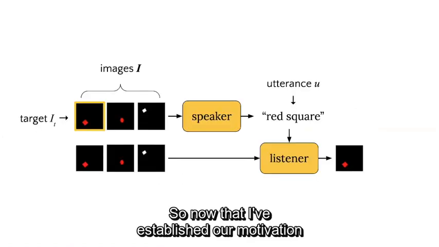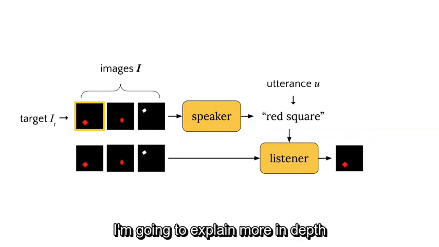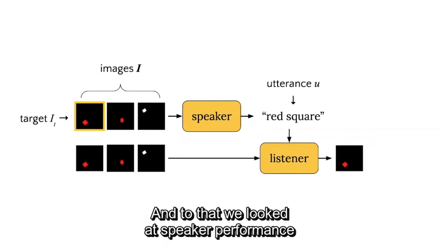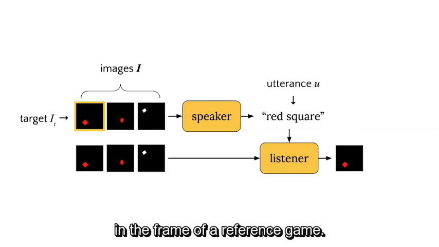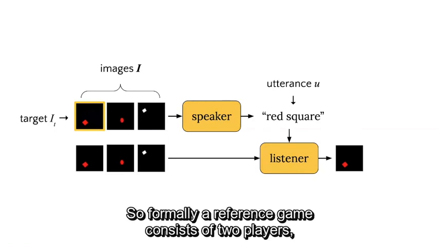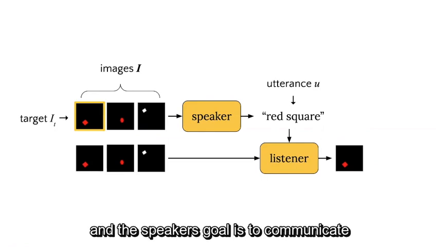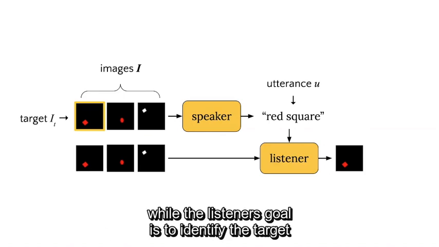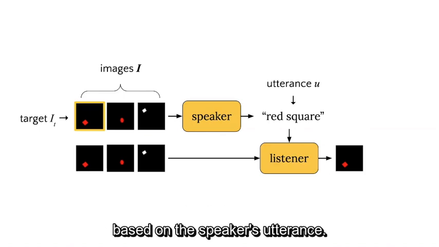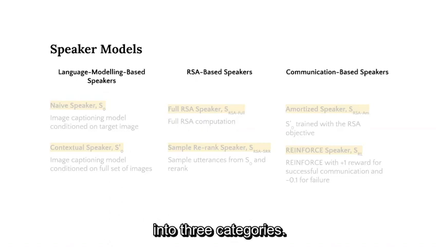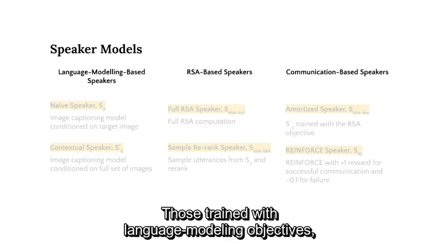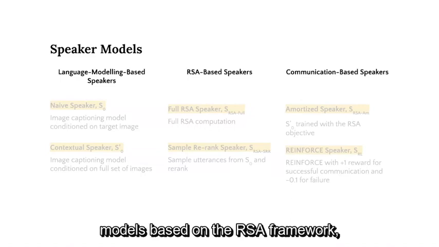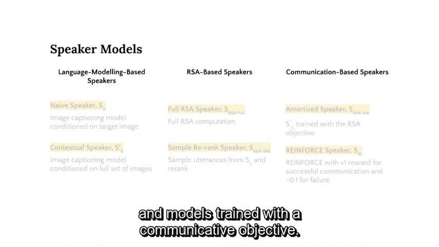So now that I've established our motivation, I'm going to explain more in depth which models we explored. And to do that, we looked at speaker performance in the frame of a reference game. So formally, a reference game consists of two players, a speaker and a listener, and the speaker's goal is to communicate a target image from a set of images, while the listener's goal is to identify the target based on the speaker's utterance. And as for our models, I've split them into three categories. Those trained with language modeling objectives, models based on the RSA framework, and models trained with a communicative objective.